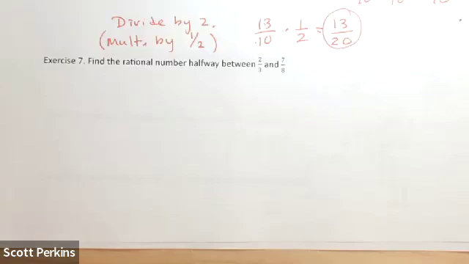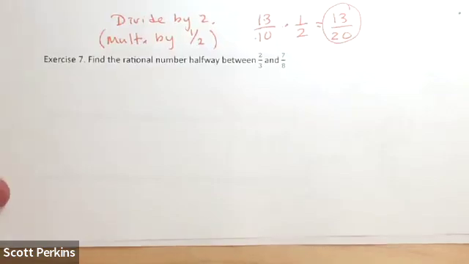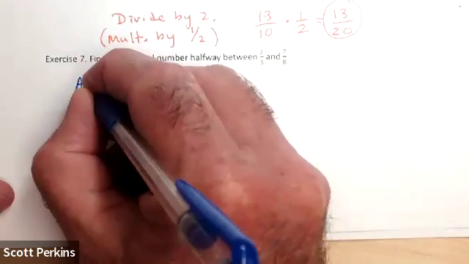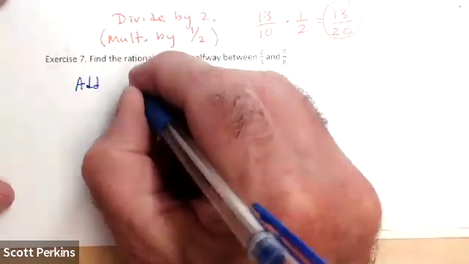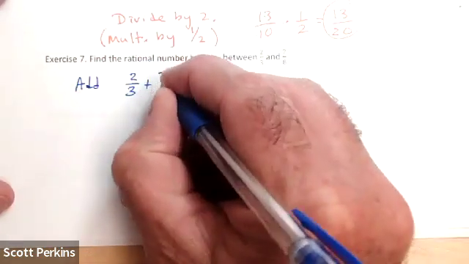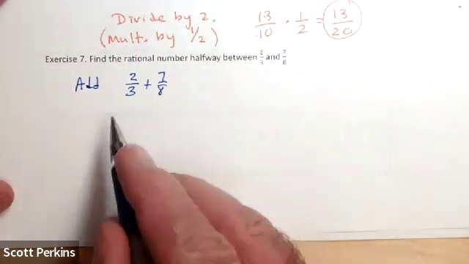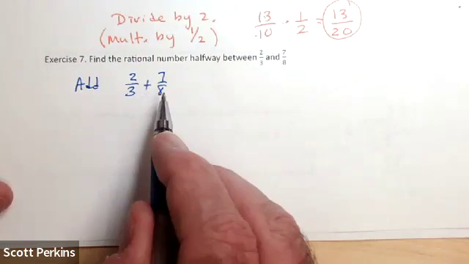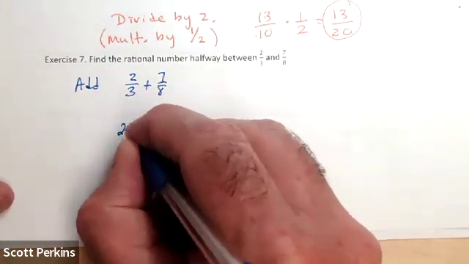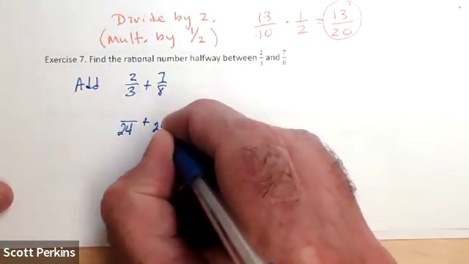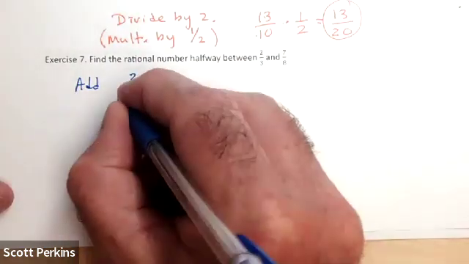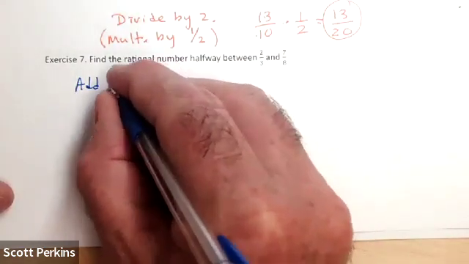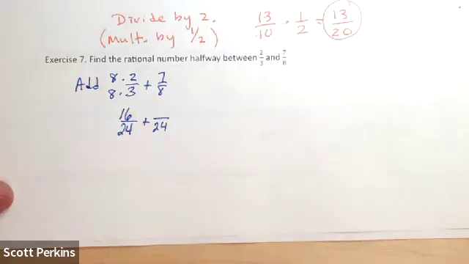All right, here we are. Last problem for this one. So first thing we're going to do is add these two numbers together. So I've got 2/3 plus 7/8. Common denominator between these two things, a least common multiple between these two is 24. 3 times 8 is 24. So the numerator, 2 times 8 is 16 out of 24.